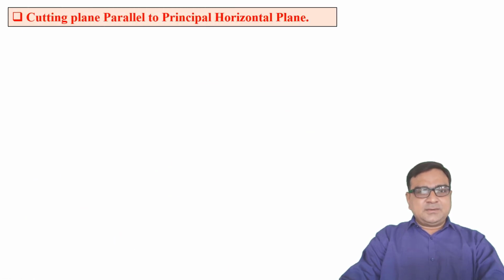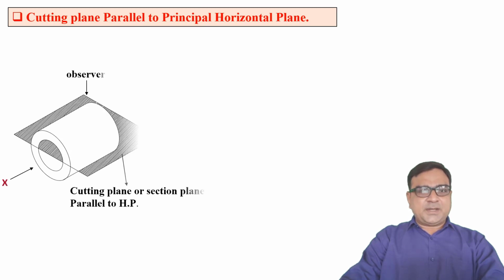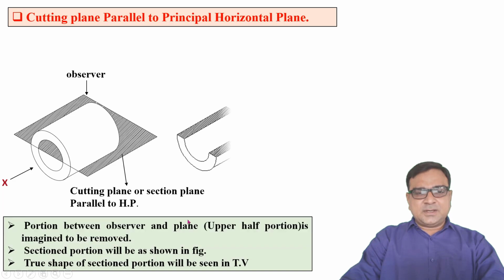Another cutting plane: when the cutting plane is parallel to the principal horizontal plane, it means a horizontal cutting plane. So here is one cylinder, this is the position for the observer, and the cylinder is cut by a horizontal cutting plane, and if we remove the top half portion, the bottom half portion looks like this. So the portion between the observer and the plane is removed and the section portion will be as shown in the figure. The true shape of the section portion will be seen in the top view.